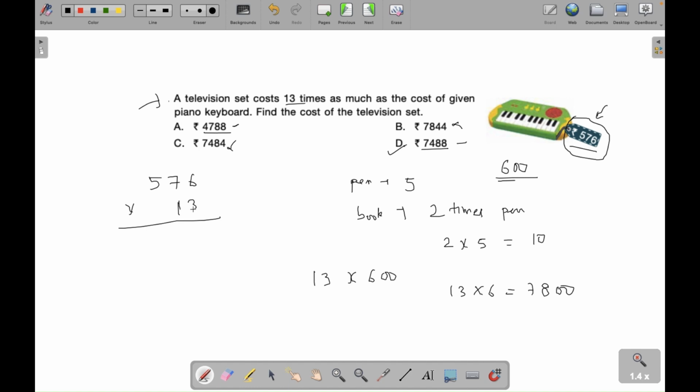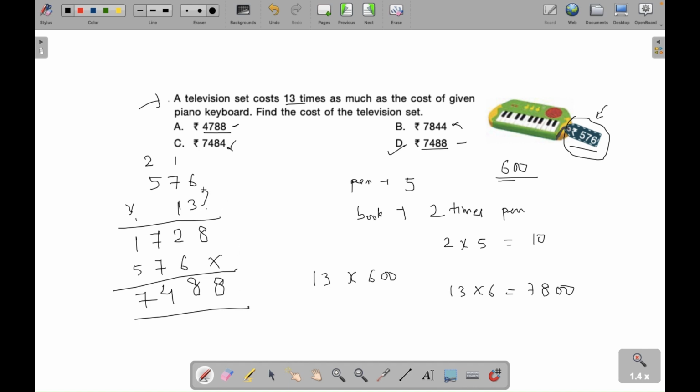Okay. So 3 sixes are 18, carry 1, 3 sevens are 21, plus 1 is 22. Again carry 2. So 3 fives are 15, plus 2 is 17. Then reserve a place for the unit digit. So 1 six is 6, 1 seven is 7, and 1 five is 5. 8 comes down, 6 plus 2 is 8, 7 plus 7 is 14, carry 1, 5 plus 1 is 6, 6 plus 1 is 7. So 7488 is the answer.